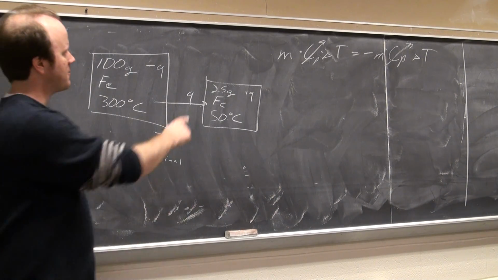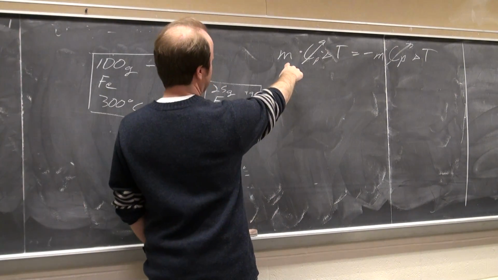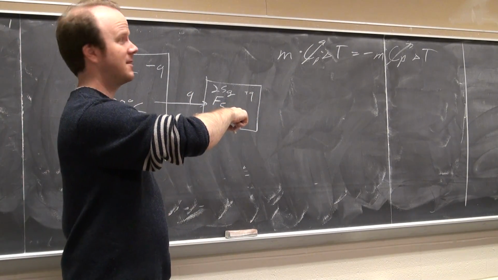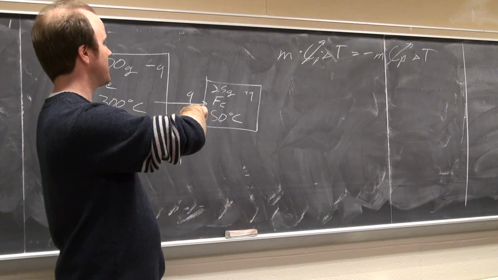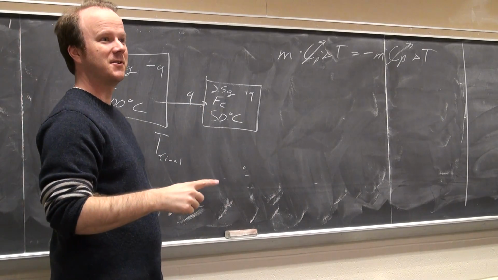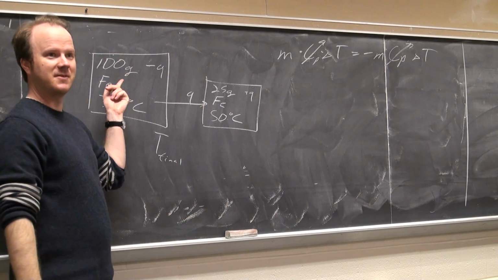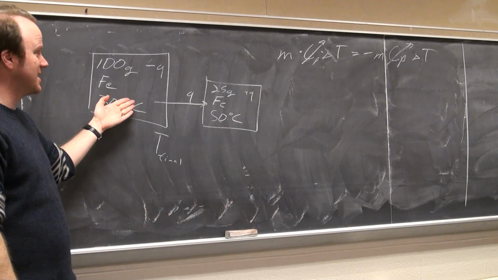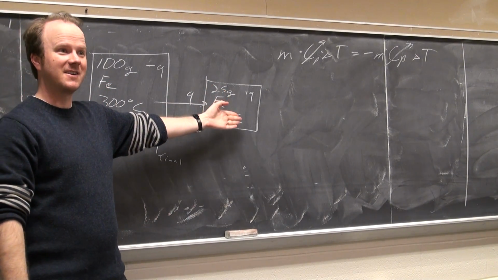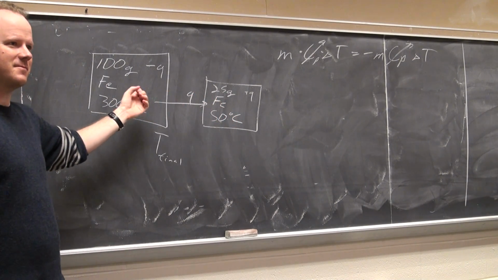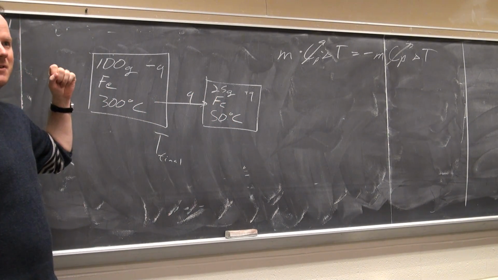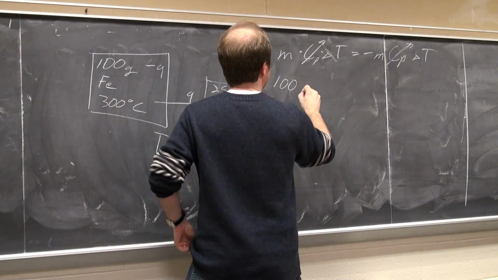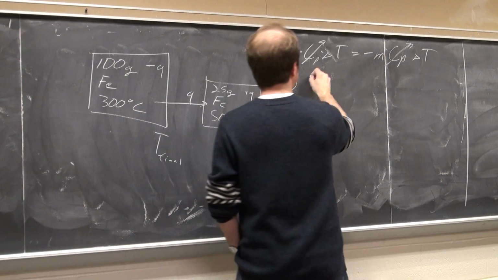Okay, so what do we put here for mass? Why do you want to put the combined mass in there? Remember we just set this up, right? Heat's going from this into there, right? So what do we want to put? 100. 100 grams. What's the delta T of this one?